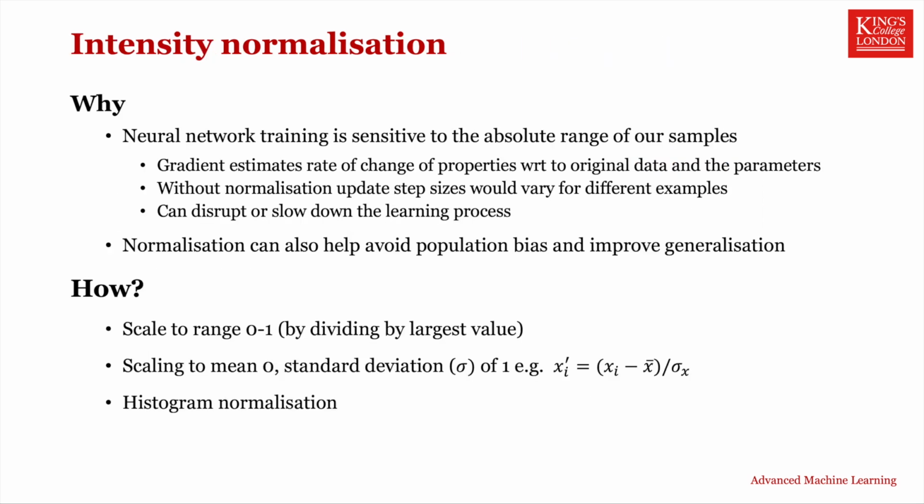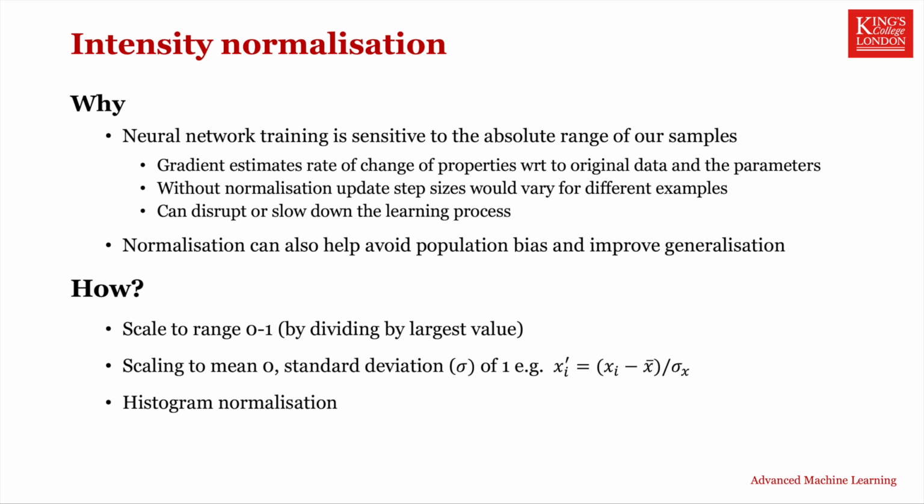The next thing we have to do is normalize the intensity range of the images. Intensity normalization is a standard pre-processing step for all CNN experiments, natural images included. This is because neural network training is sensitive to the absolute range of the samples, since the estimated gradients represent the rate of change of properties with respect to the original data and the current state of the parameters. Thus, without normalization, update step sizes would vary significantly across examples, which would disrupt or slow down the learning process.